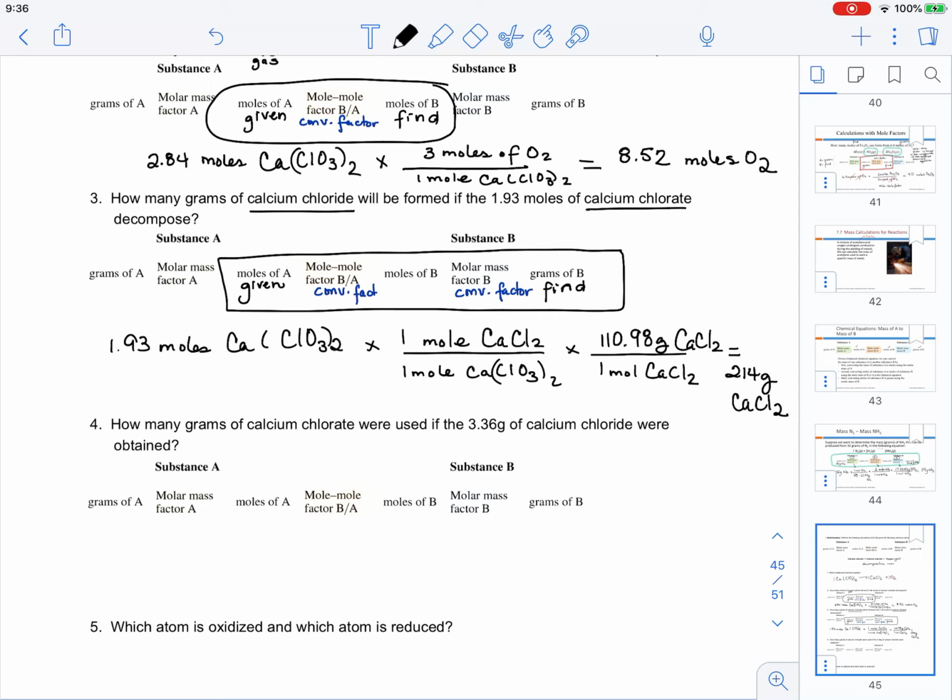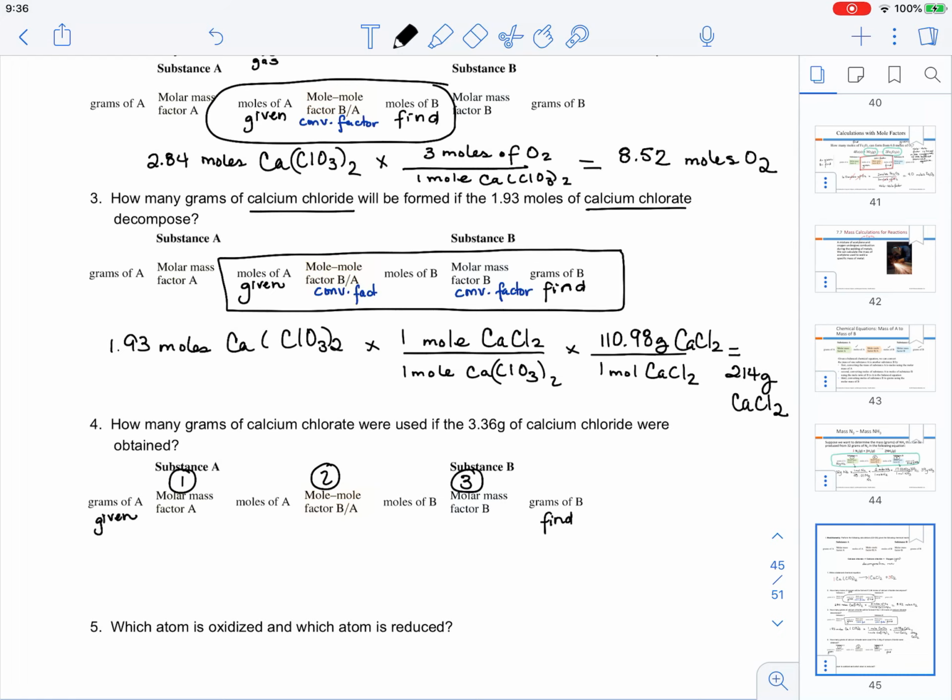grams of one substance, can we obtain grams of another substance? So the question reads, how many grams of calcium chlorate were used if 3.36 grams of calcium chloride were obtained? So in this case, we're given grams of one substance. We need to find grams of another substance. So remember, we have 1, 2, 3 conversions when we're trying to do that.